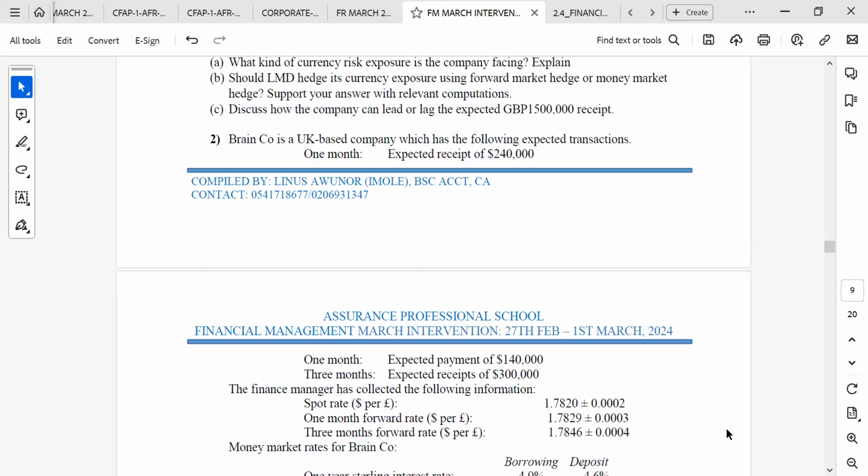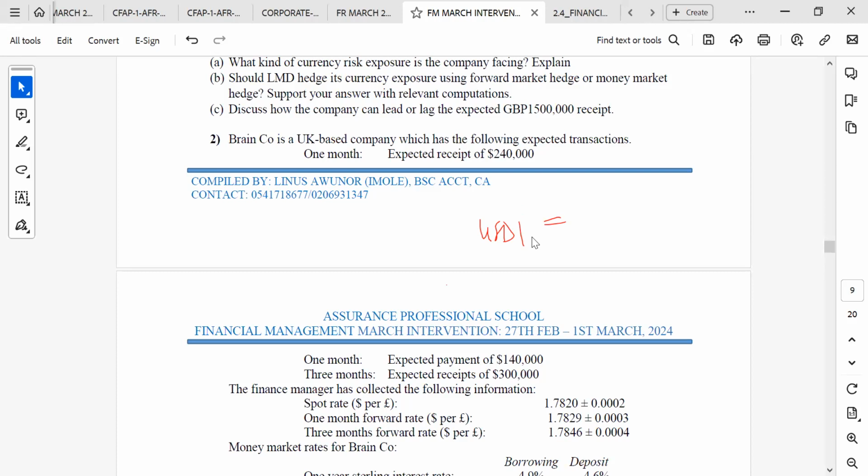Is it plus or minus? The spot rate is dollar per what? Dollar per pound. So it means that $1 is equal to this amount.